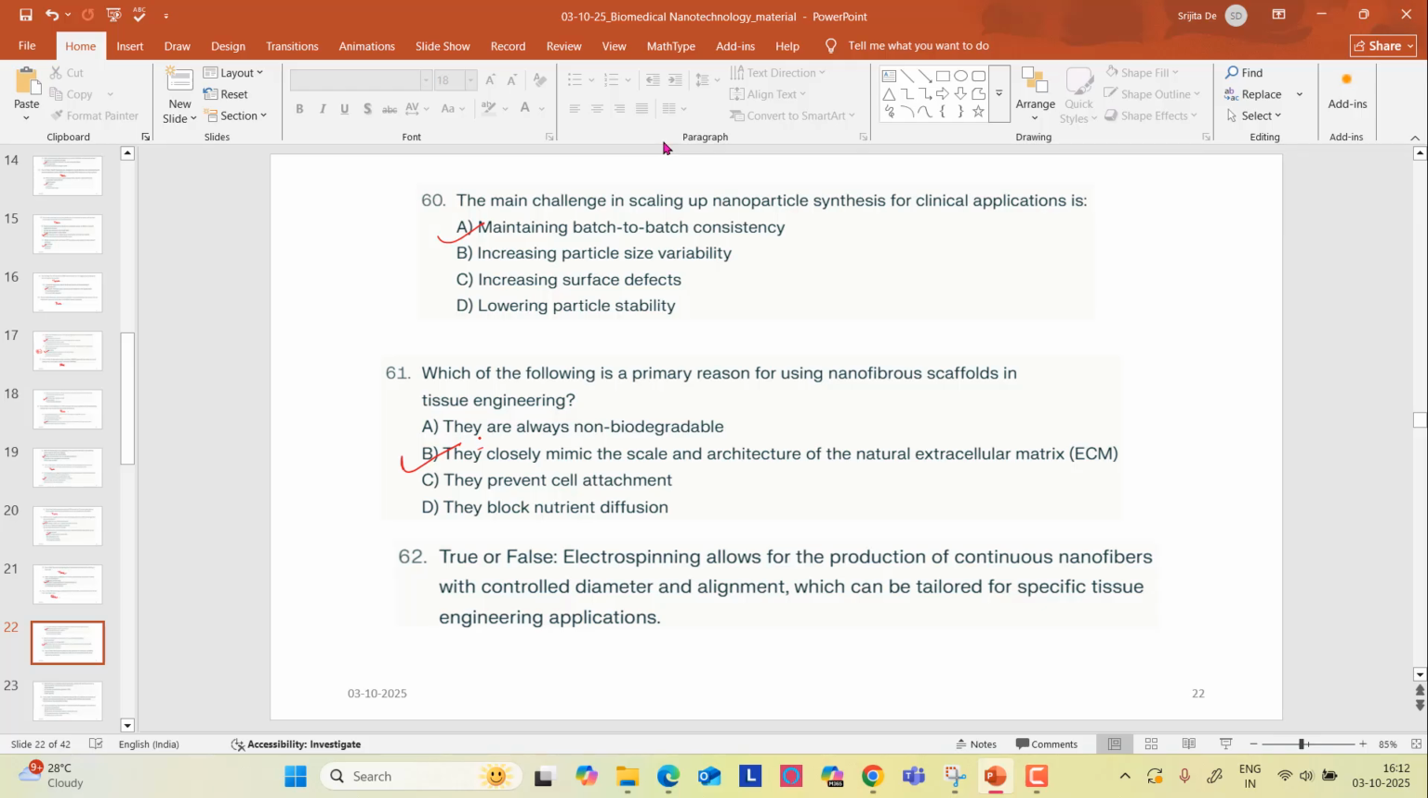Electrospinning allows for the production of continuous nanofibers with controlled diameter and alignment, which can be tailored for specific tissue engineering applications. It is true, because in electrospinning we can control the diameter and also the alignment depending on the particular voltage.